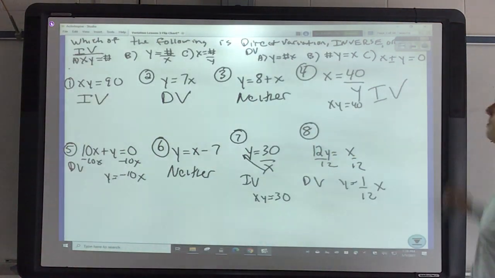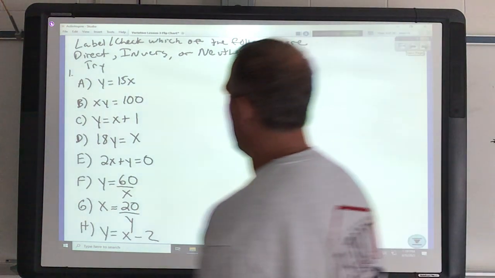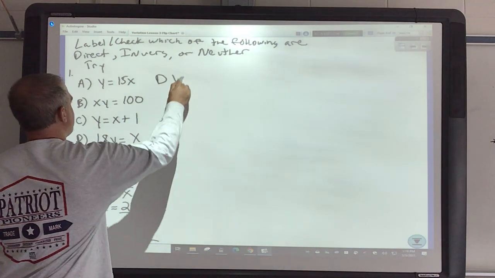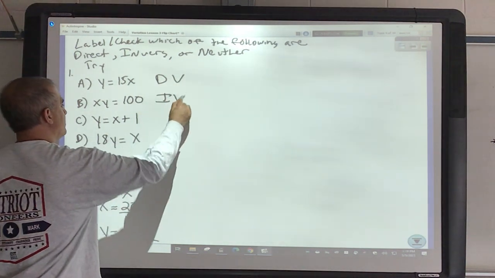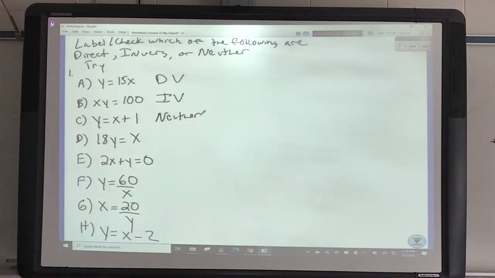And neither. So what I'd like you guys to do is check off which ones are which. These are multiple questions. Let's label which one is direct, inverse, or neither. This would be direct variation. This would be inverse variation. This would be neither. I would need that to be a y there.